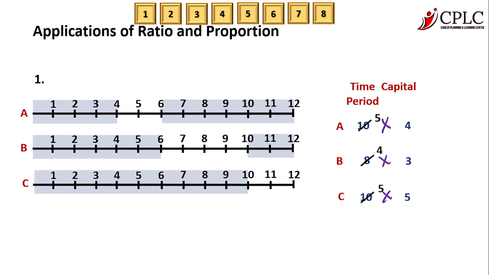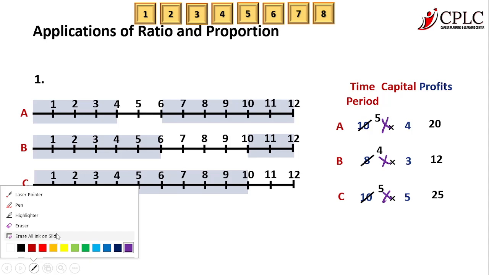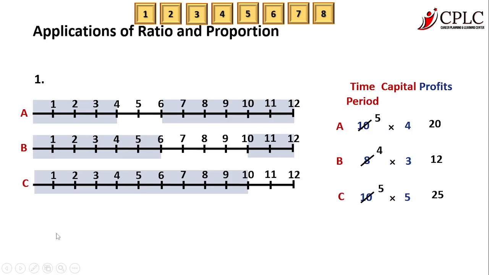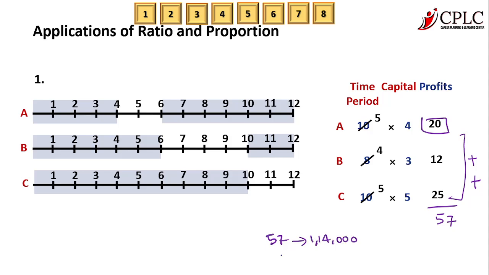So A's share becomes 5 fours are 20, B's becomes 4 threes are 12, and C's share becomes 25 for that matter. And now they were asking A's share of the profit. So A's share of the profit is 20 parts out of the total. So obviously the total is 57 parts. So we know 57 for us, the total profit is 1,14,000 for them.